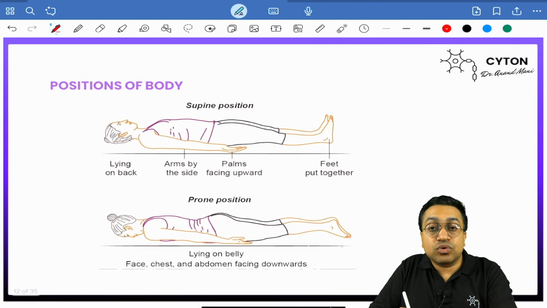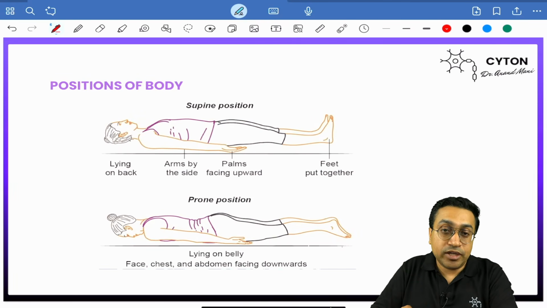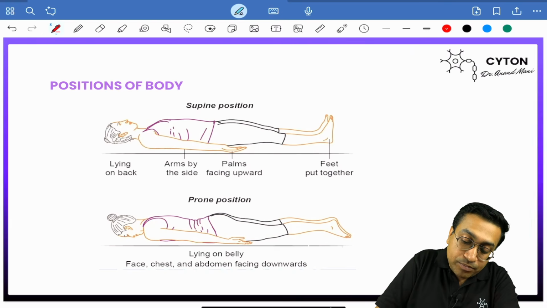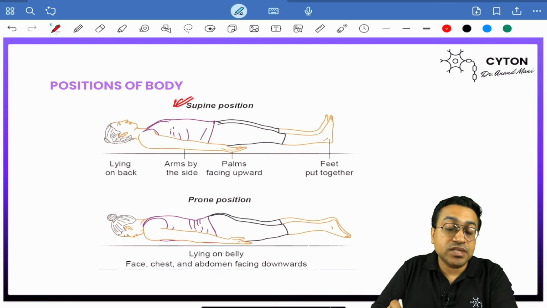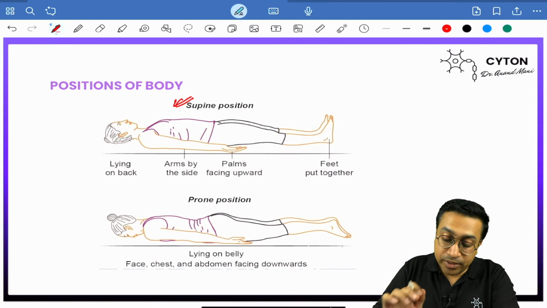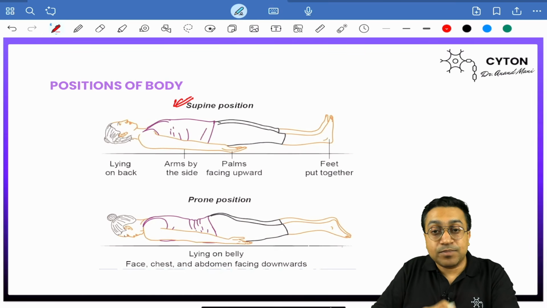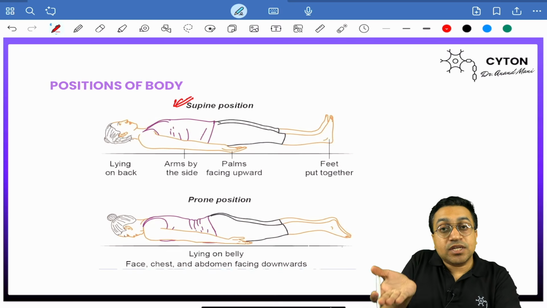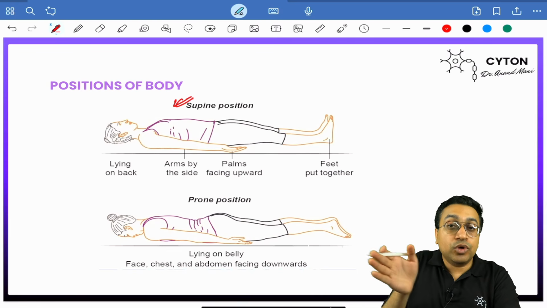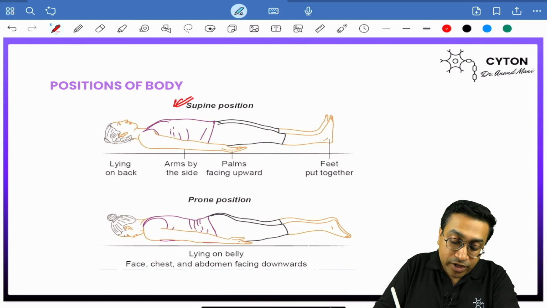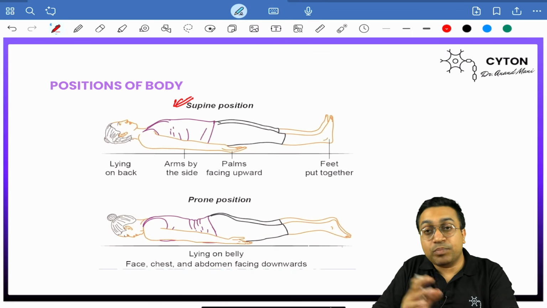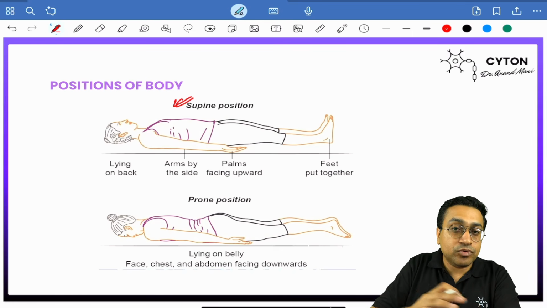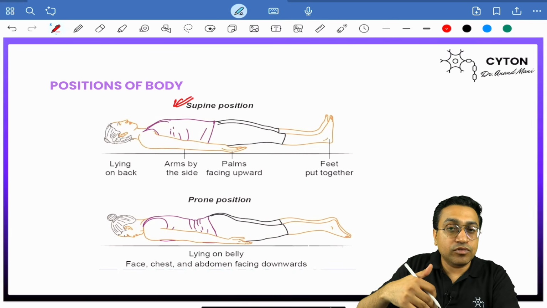Next, let us know about the various positions of the body. Number 1 is the supine position. In the supine position, the person is lying, as you can see in the image, on the back with arms by the side. The palms are facing upwards and the feet are put together. You will again get the surface anatomy in the classes as supine cadaver and prone cadaver position, where you will be dissecting the front of the body and back of the body.